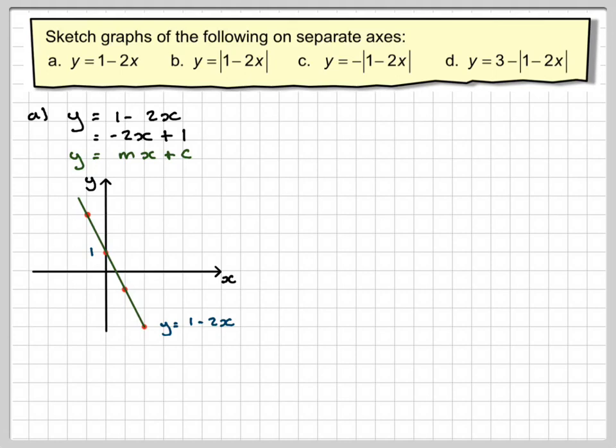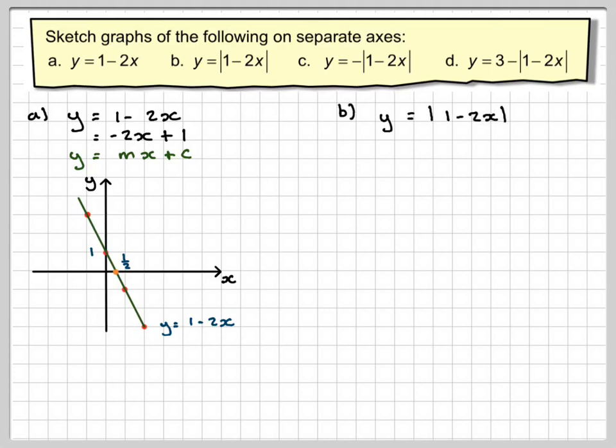Now from that we can do part B. We should also label this point here, because that's going to be quite important to do part B. This point here is obviously a half. If this is 1 and this is 0, this is going to be a half. Right.